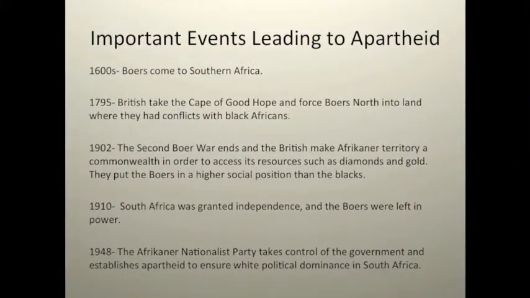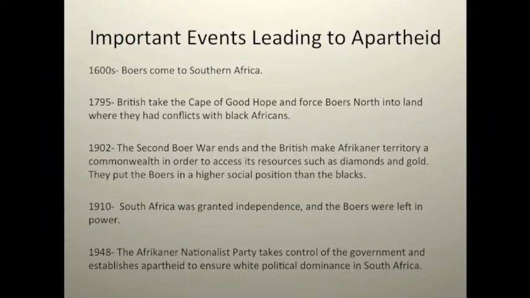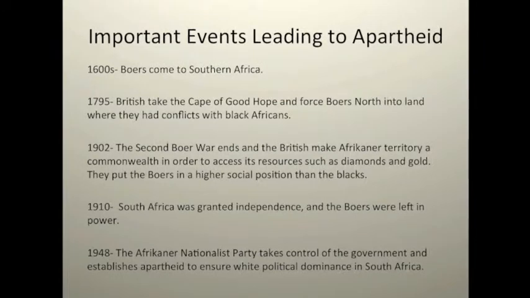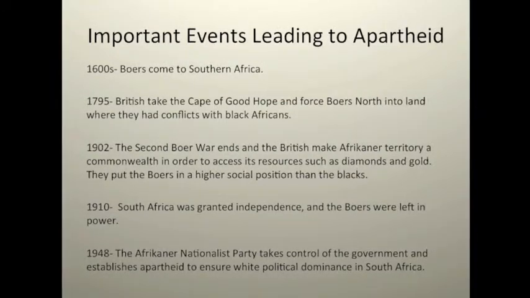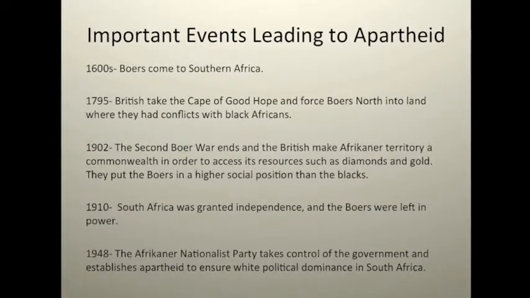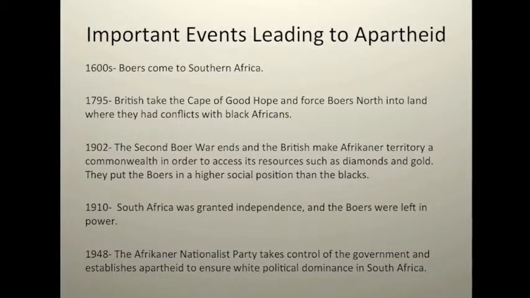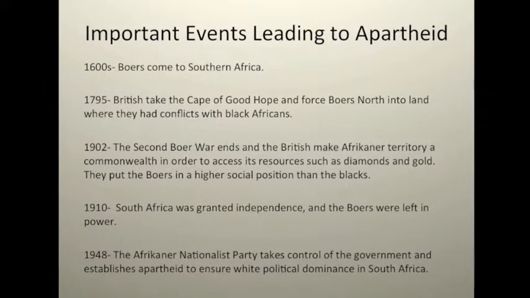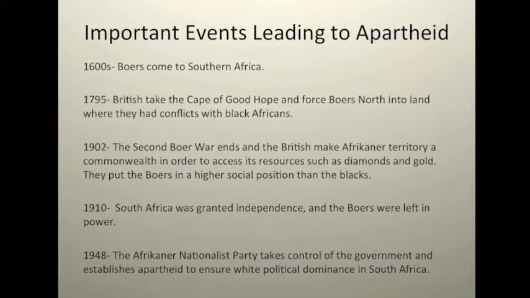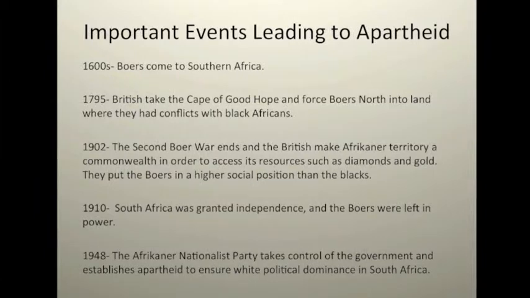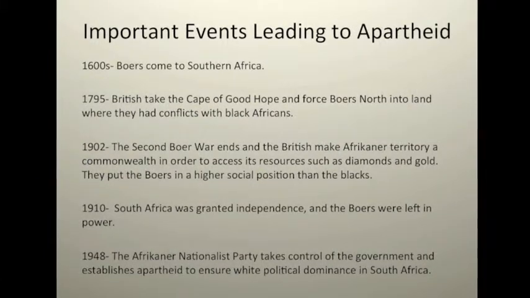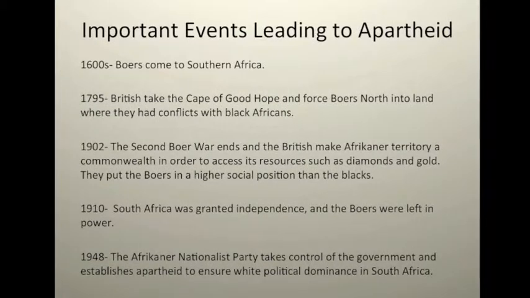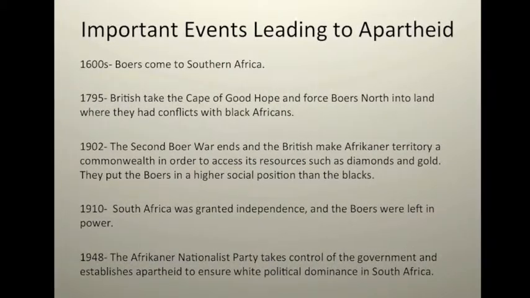In the 1600s, the first Boers settled in South Africa. In 1795, the British took their land, forcing them north where they had conflicts with black Africans. In 1902, the British made Afrikaner land a commonwealth. They put Boers in a higher social position than the blacks. In 1910, South Africa got independence, and the Boers were left in control of the government. In 1948, the Afrikaner Nationalist Party took control of the government and established apartheid to ensure white political dominance in South Africa in the years to come.